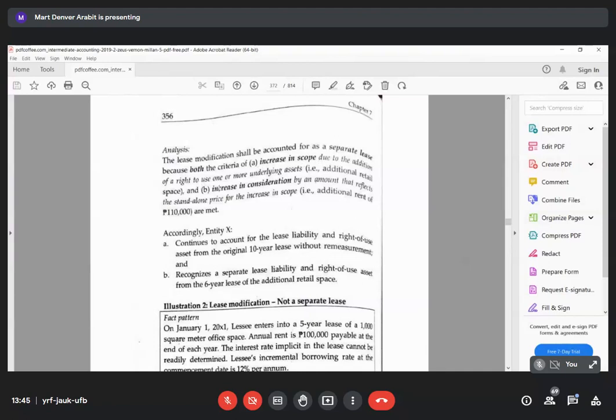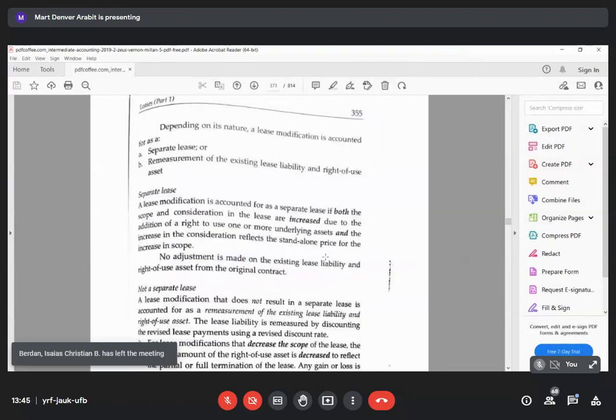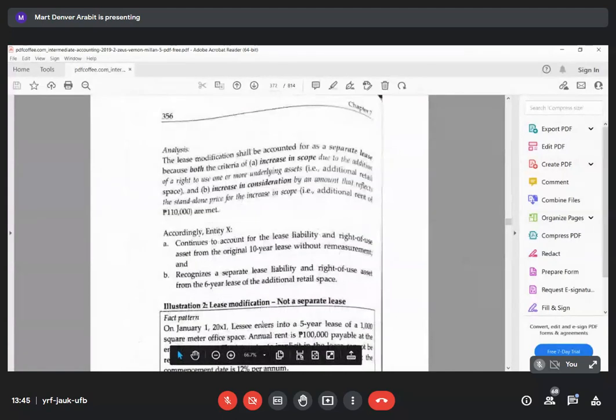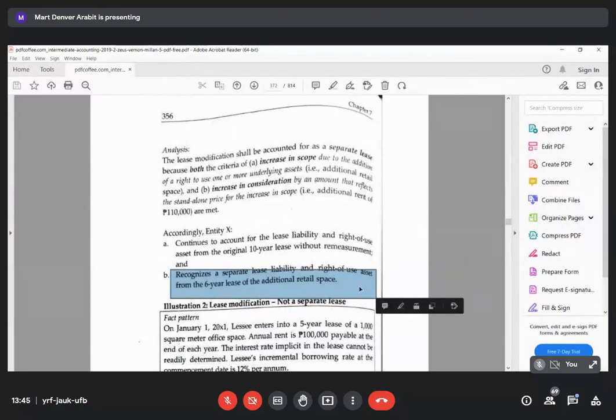Okay? So accordingly, Entity X continues to account for the lease liability and the right of use asset from the 10-year lease without remeasurement. So the first 10-year lease is as is, and it recognizes a separate lease liability and ROU asset for the 6-year term of the additional retail space. Okay, so as if they are different. So separate lease, that's why it is called a separate lease.